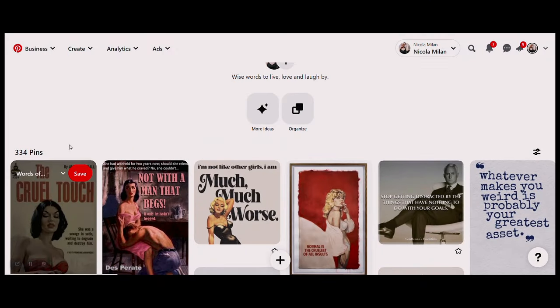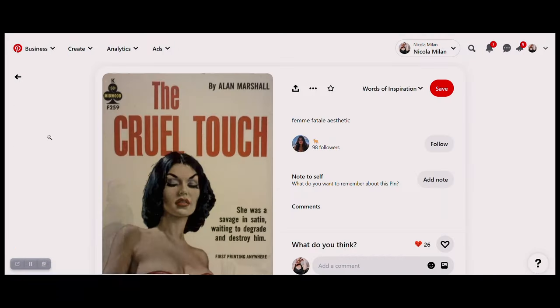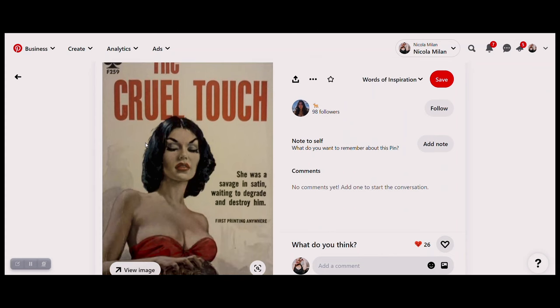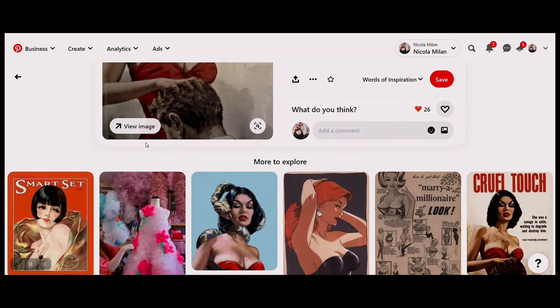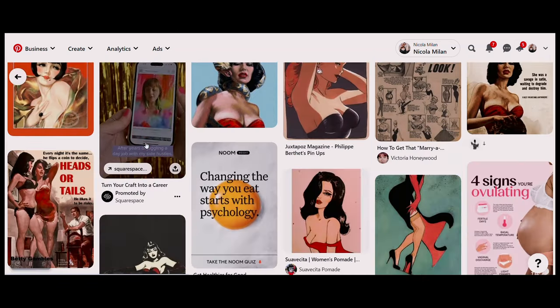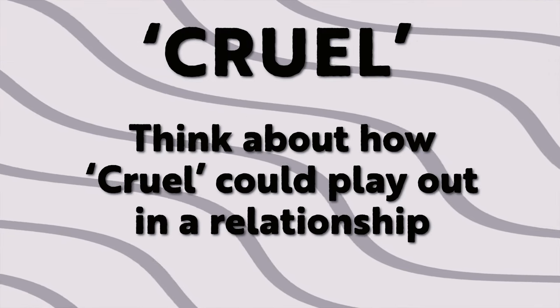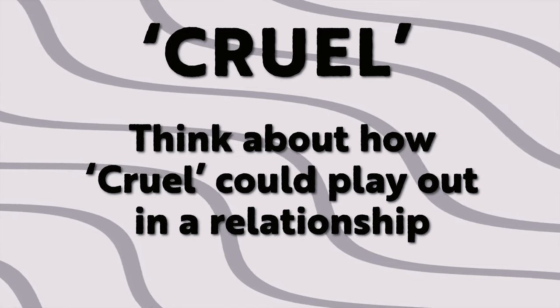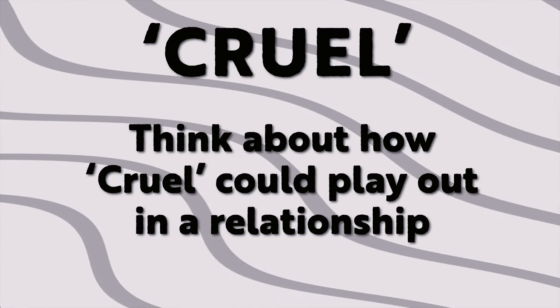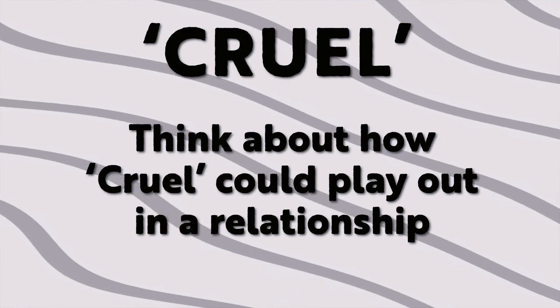Okay, to give you a bit more of an in-depth idea of how this works, I like to go to these retro pictures where they've got words. "Cruel Touch," I like that one because it's got a picture of a girl, but this could be about a guy. Something about him is quite cruel, so he loves you, but then his touch is cruel, or his words are cruel. So everything he does says that he loves you, but then his words are cruel, or vice versa.